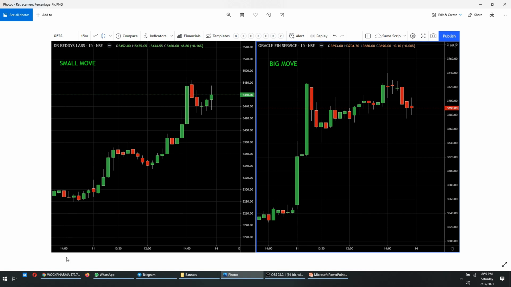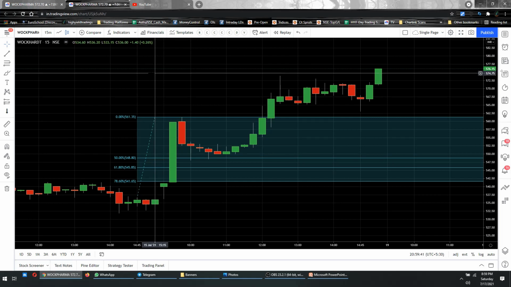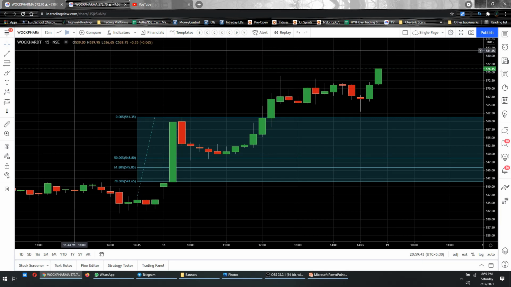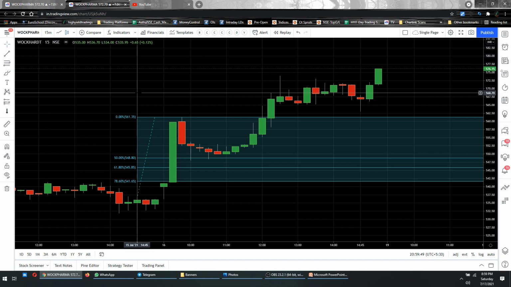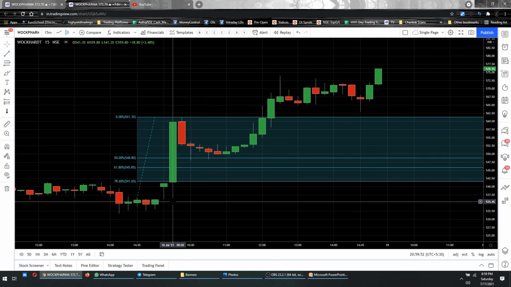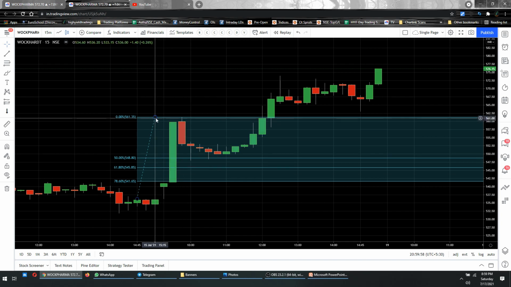Okay, so having that said, let's get on to the chart. So this is Wockhardt Pharma, a 15 minutes time frame. As you can see on the left top corner, it is the 15 minutes time frame, and the chart is for Wockhardt Pharma, and the date is yesterday, that is 16th of July 2021. Okay, so let me take this off first. Okay, just a moment.